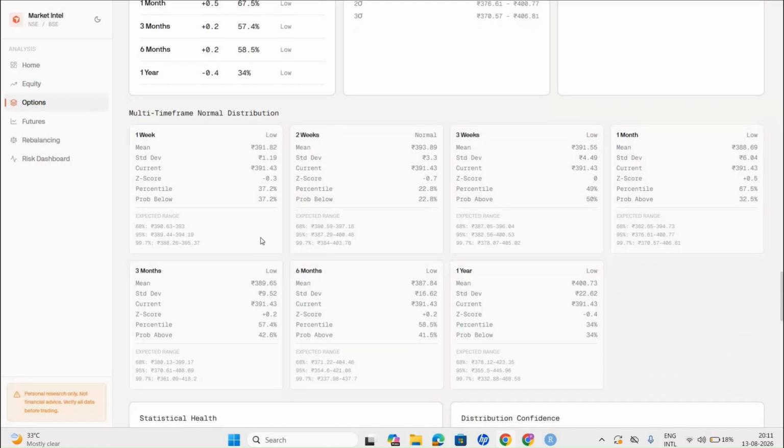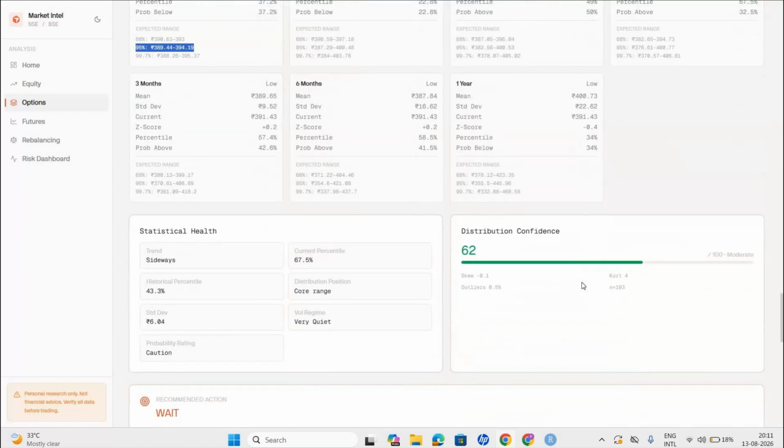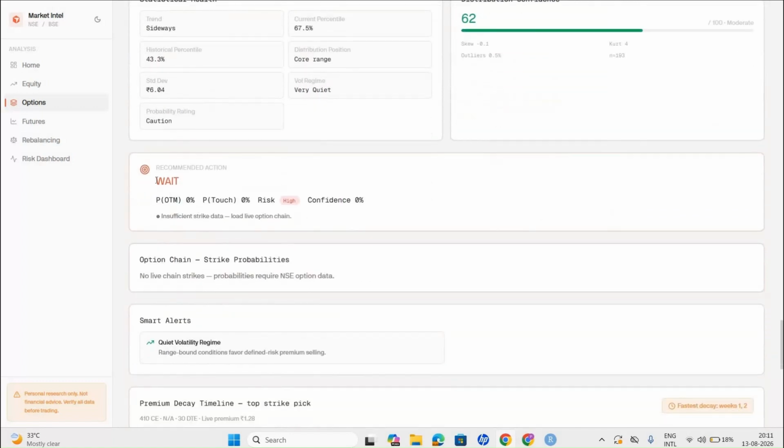This is also a multiple time frame normal distribution curve analysis. So you can see the 1 week, 2 week, 3 week. Based upon the expiry date, you can choose the 68th percentile probability of trading success, the 95th percentile probability of trading success, and similarly for the 2 week, 3 week, and 1 month. And here the recommendation is also coming: wait. You have to wait. It's not showing that you should buy or sell the stock or sell the option.